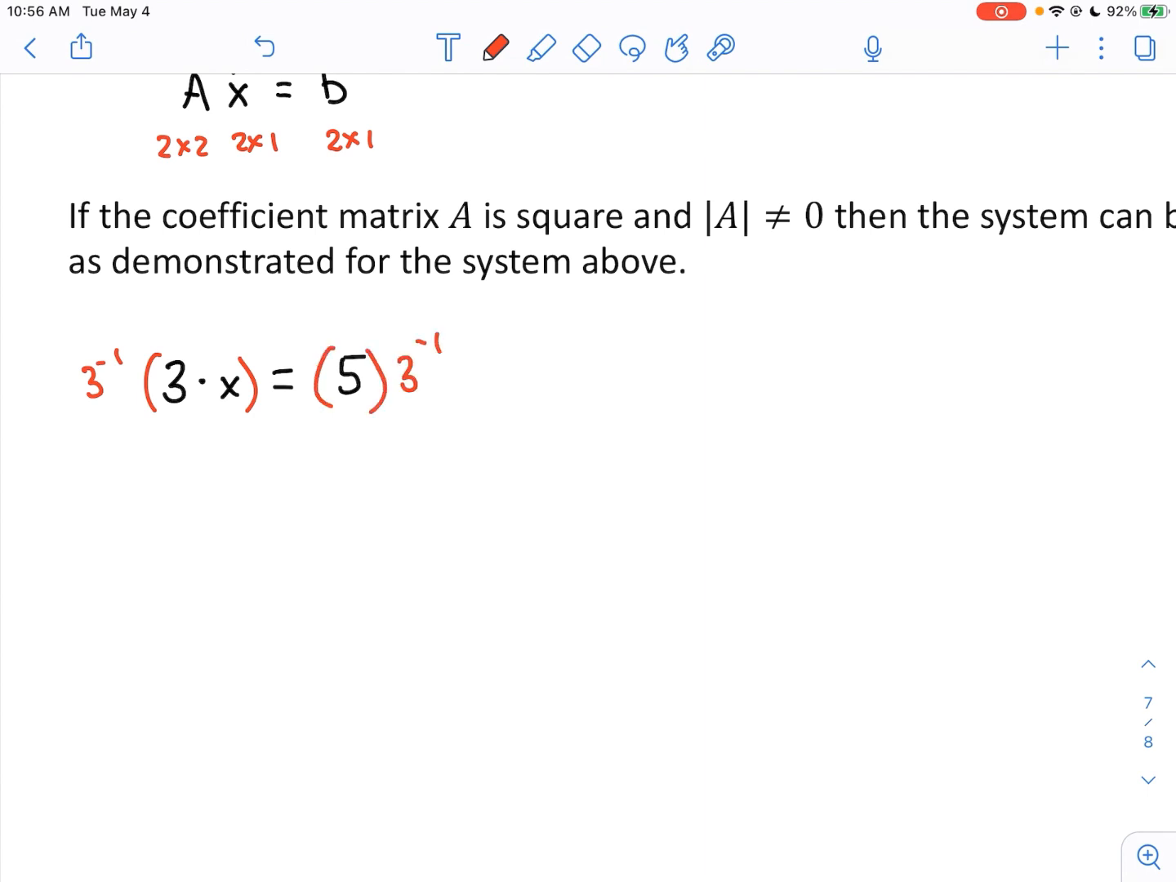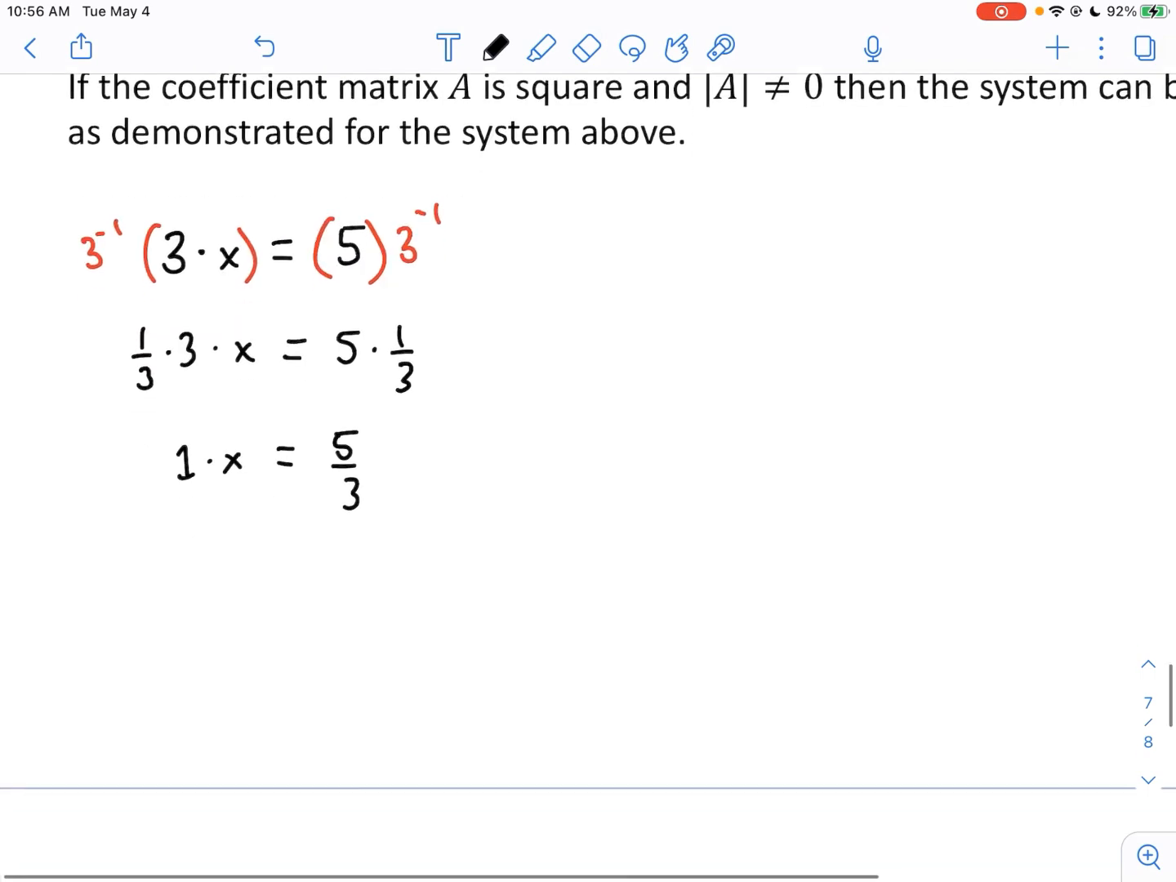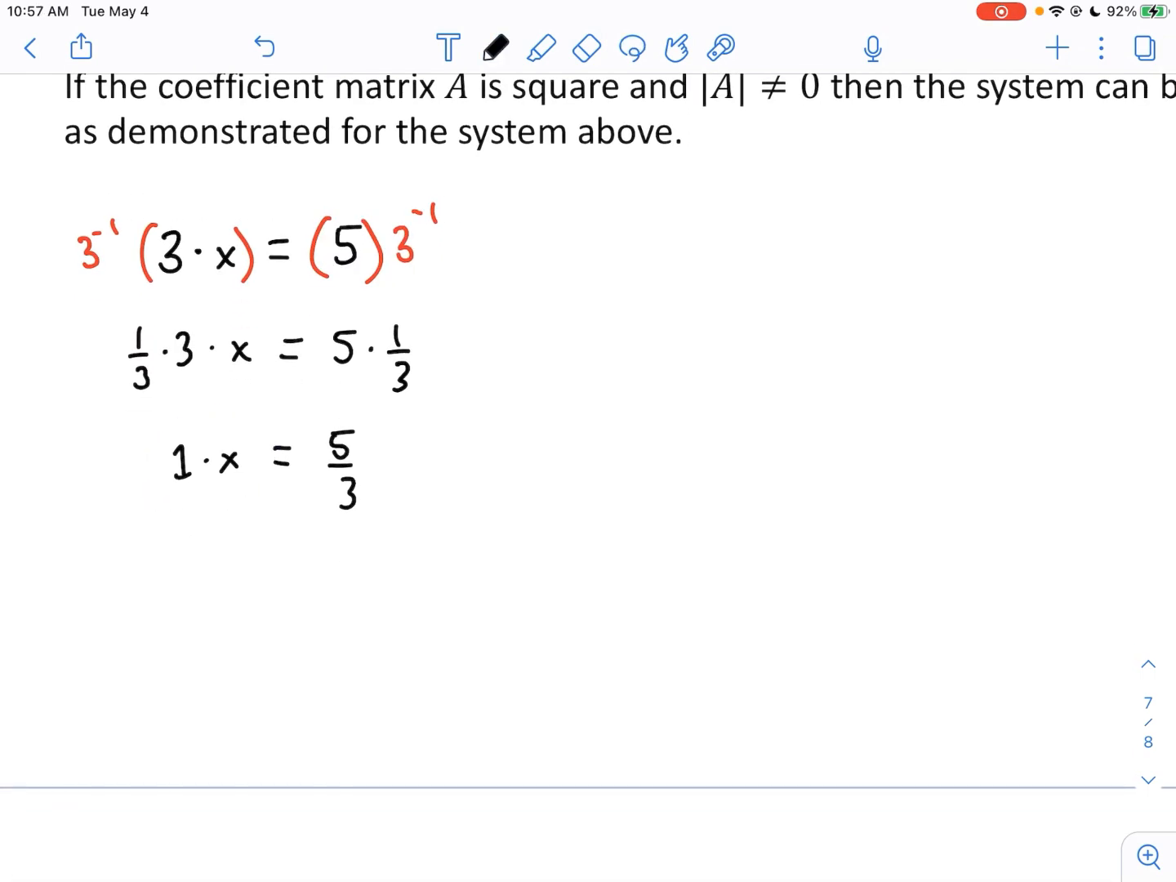Well, 3 inverse is a third. So we do a third times 3 times x is equal to, and this is going to be 5 times a third. And a third times 3 is 1, so we get 1 times x. And 1 is considered to be the identity for scalar multiplication. Multiplying by 1 doesn't change anything. And 1 times x, of course, is just x. It doesn't change, and so we get x equals 5/3.